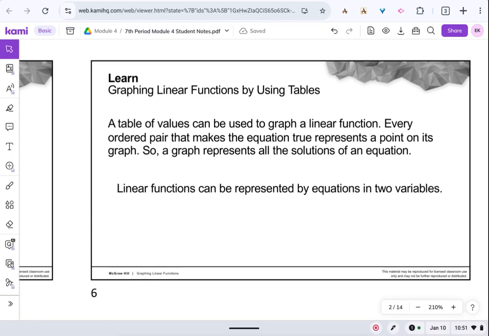Linear functions can be represented by equations in 2 variables, okay? The 2 variables that we're going to be working with are x and y, okay? So all of our equations will have an x and a y with it. There are some special equations that we'll talk about in our next lesson that don't always have an x and a y, but they'll have one of them, okay?